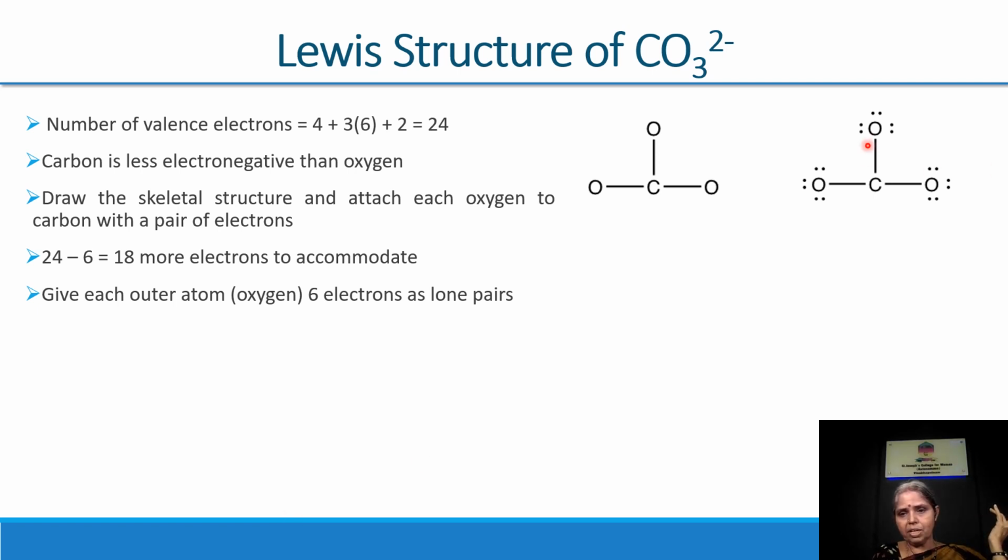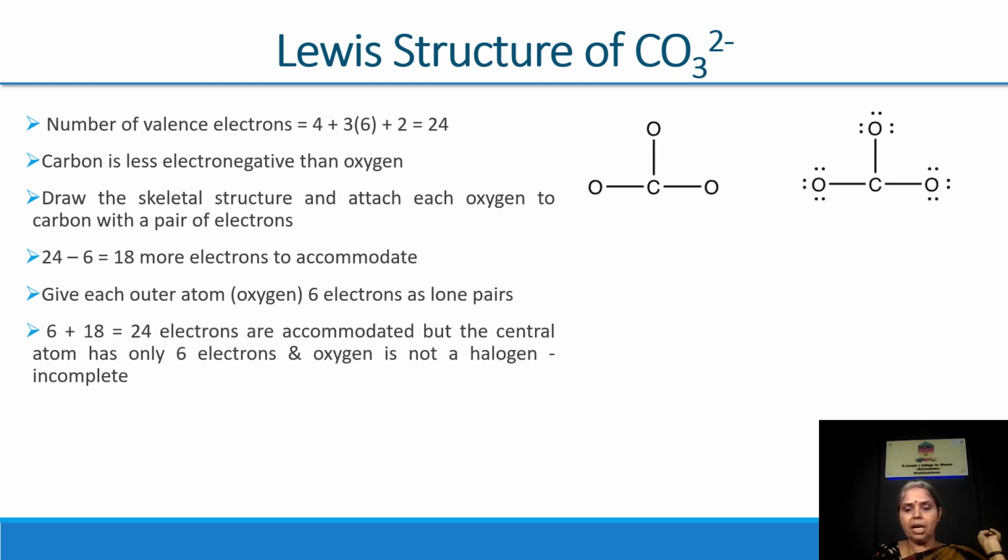Your 24 count is over. See, 3 single bonds, 3 into 2, 6. 6 lone pairs of electrons, 6 plus 6 plus 6, 18. 18 plus 6 is 24. So, your electron count is over. But are you done with it? You are not yet done. Why? Because how many electrons is carbon having? Carbon is not having any lone pair. It is having only 3 bond pairs. 2 plus 2 plus 2 is only 6. So, as far as carbon is concerned, octet is not done.